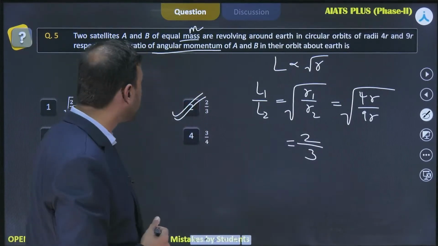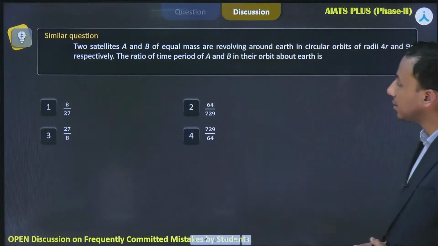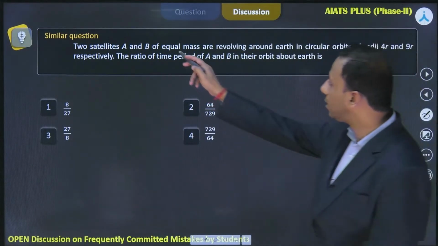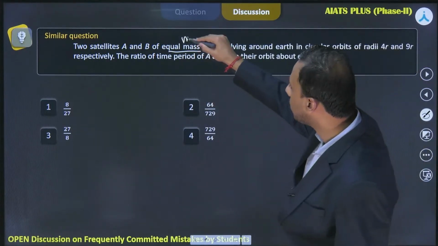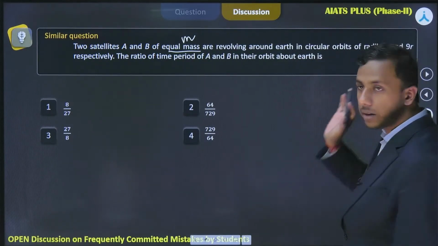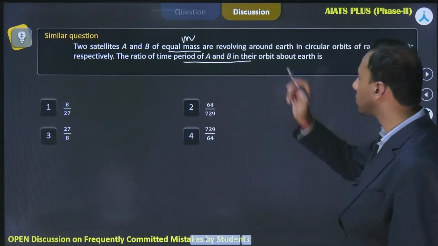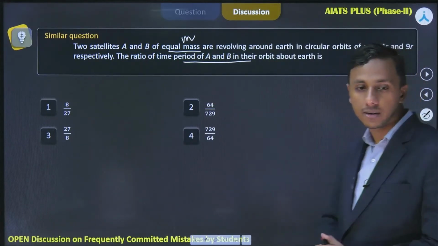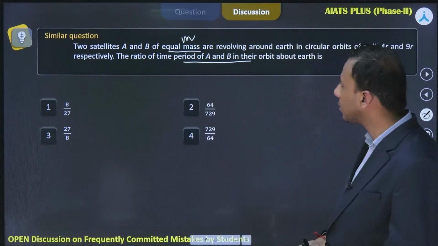So let's do a similar question, another. See this question. Again, the same question I had written, but something else I'm asking. Same equal mass satellites around the same planet Earth in radii r1, r2. The ratio of time period I'm asking.